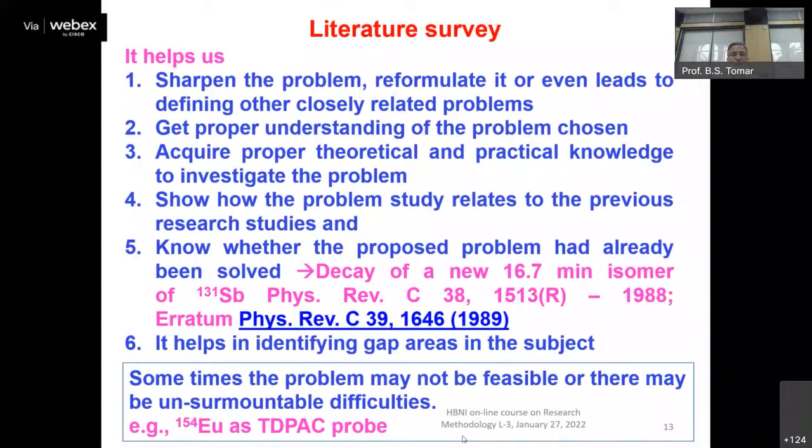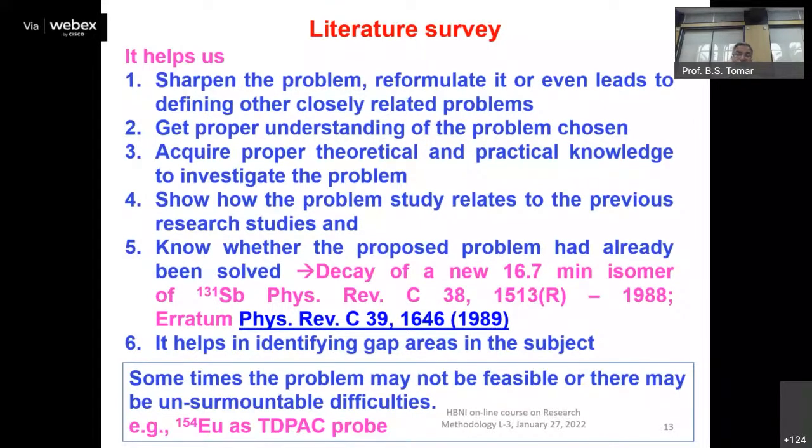Again, I give you my own example. Time differential perturbed angular correlation is a hyperfine interaction technique, a nuclear probe technique, which requires a radioisotope emitting 2 gamma rays in cascade. And this intermediate level should have a lifetime of more than 1 nanosecond. We have been working in this area, and I found that 154 europium has very good decay characteristics, having a 9 years half-life, gamma rays in cascade, an intermediate level lifetime of more than 1 nanosecond, and all that.